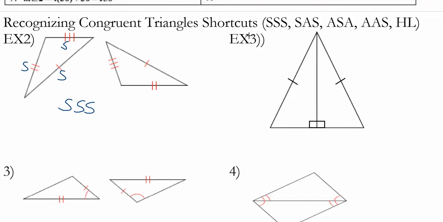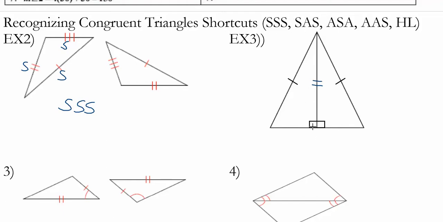Now in example 3, it doesn't look like we have enough things marked, but if we remember back, there are 2 times we can mark the picture when it wasn't given to us. The first one is if it had the shared side, which is what we have here, and the second one is if we had vertical angles. But in our case, this is side. So this is a side, this is a side, this is an angle. So the only one that would work for that is side, angle, side.